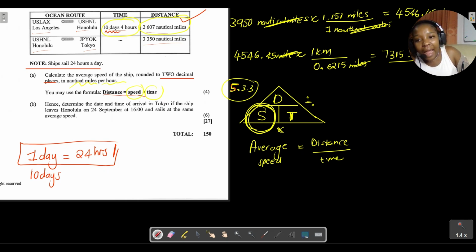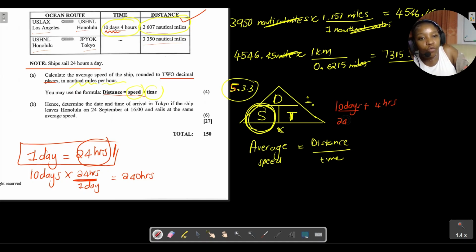So I'm going to multiply by 24 hours divided by the other value there, the one day. So we're going to get 240 hours. Meaning that if I've got 10 days plus 4 hours, the 10 days is 240 hours plus 4 hours. How many total hours do I have? 244 hours. Done. So now I'm going to substitute that into my formula.